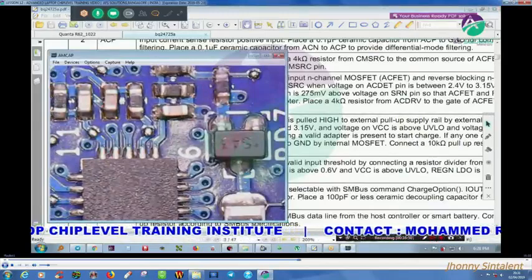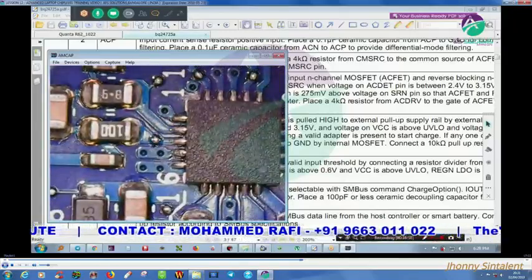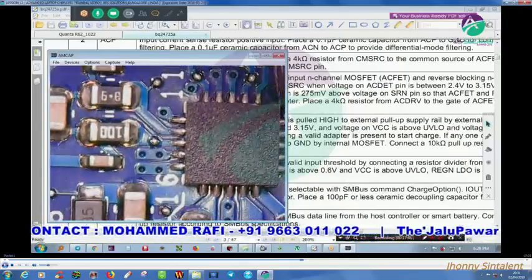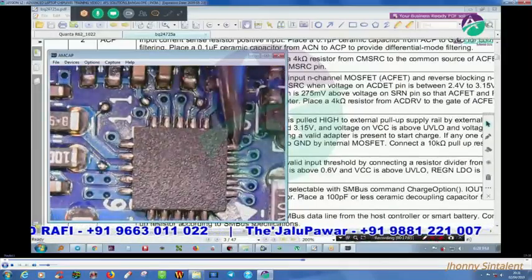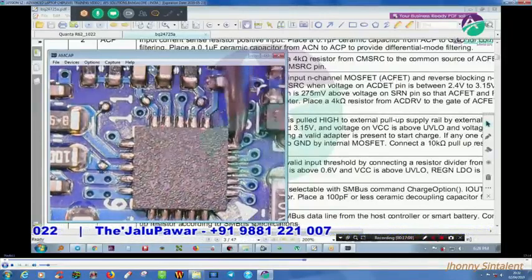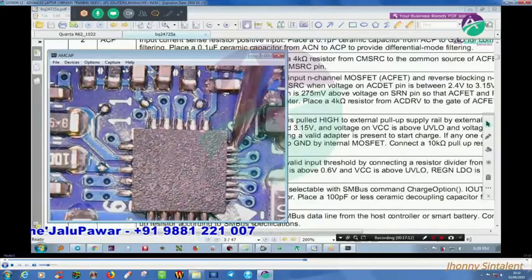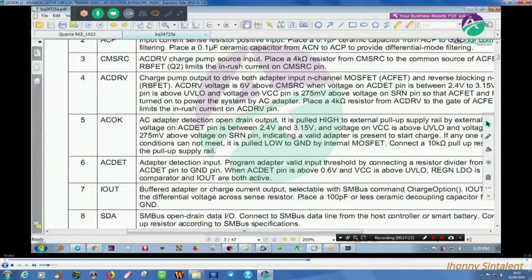And this is my pin number 5. So this pin number 5, it is showing me zero volts. I am not getting any volt. It is showing me 3.4 volts, and here as per the reading it should be 2.4 to 3.15, but my voltage is more. Okay, my voltage is more.